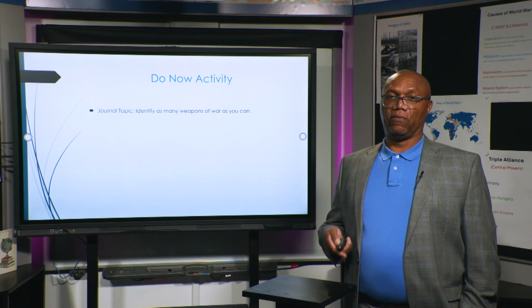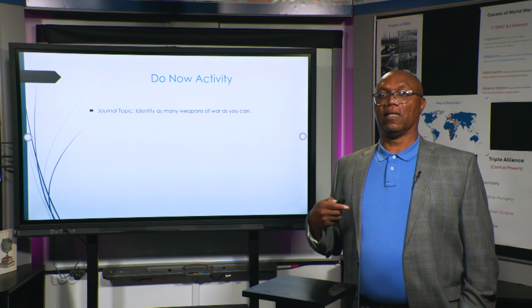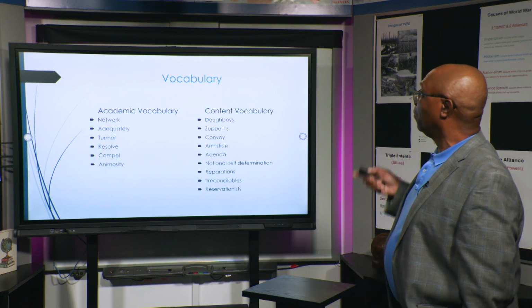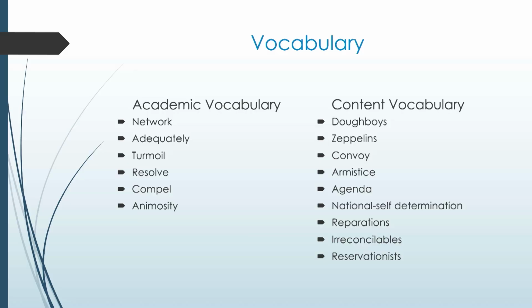We're talking about those innovations, things like the tank, things like poison gas, things like the machine gun. What we're going to do is identify some of these vocabulary terms as we go. If we miss one, go ahead and look them up on your own, and you can create your own definition. You'll probably learn a little bit more about it that way anyway.